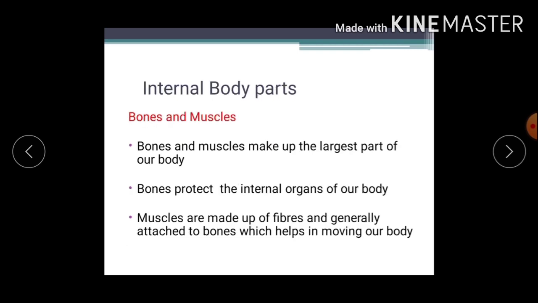Now let's learn about the internal body parts, bones and muscles. Bones and muscles make up the largest part of our body. Bones protect the internal organs of our body. Muscles are made up of fibers and generally attached to the bones, which helps in moving our body.